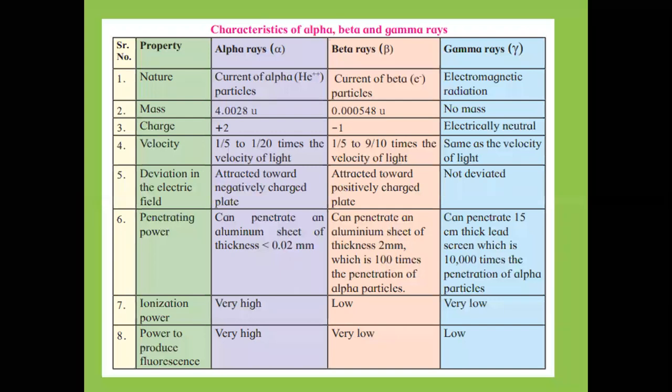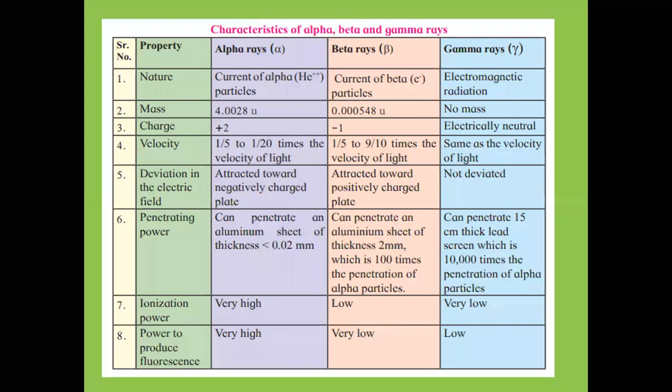Now talking about velocity. Electromagnetic radiation, I said, is that kind of energy which is produced by the movement of electrically charged particles. When there are electrically charged particles, because of whose movement a form of energy is created that passes through matter, it will be called electromagnetic radiation. We are not able to see all this. Radiations are not visible to us, they're invisible. So velocity of alpha rays is 1/5 to 1/20th times the velocity of light. Beta rays have 1/5 to 9/10 times the velocity of light, and gamma rays are the same as the velocity of light. And deviation in the electric field you will know when you see the diagram.